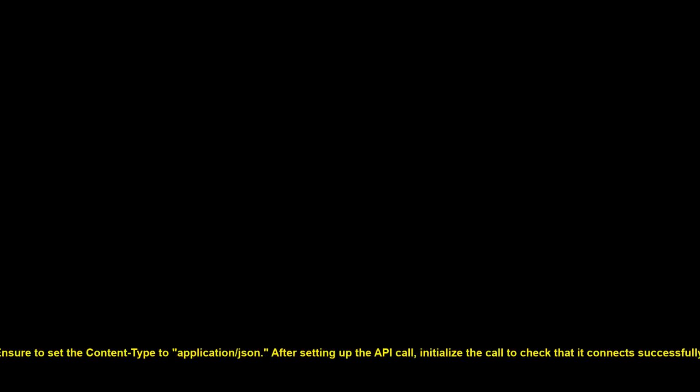After setting up the API call, initialize the call to check that it works. If successful, save the API settings. Now, go to the Design tab in your Bubble application. Add an input field for users to enter their credentials. You may need input fields for the username and password. Include a button labeled Login for users to submit their credentials.